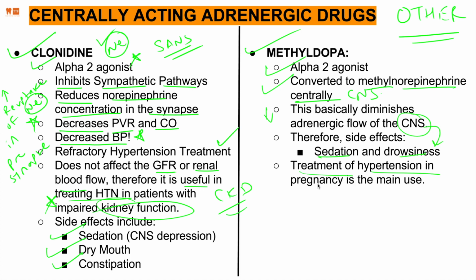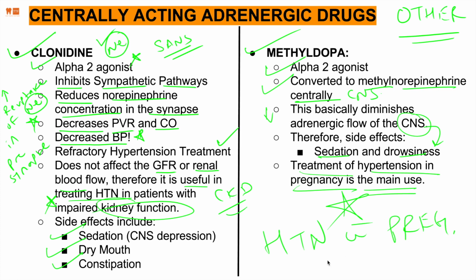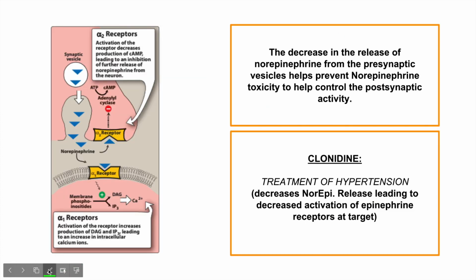Treatment of hypertension in pregnancy is the main use. So if somebody asks, how do you treat hypertension with pregnancy? Your answer should be methyldopa. However, the side effects are sedation and drowsiness. How does it act? It acts as an alpha-2 agonist. Fair enough? Perfect. Let's move on.